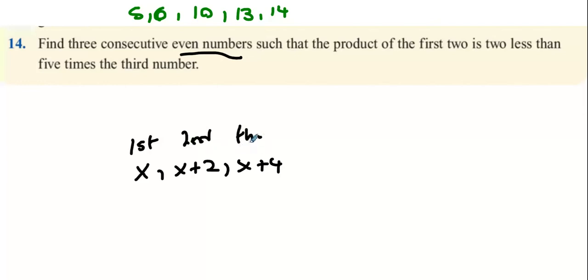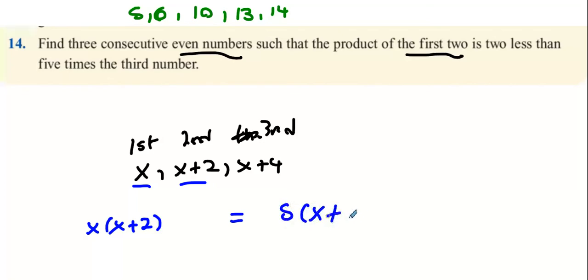Now let's read the language of the question here. Product of the first two. So the product of the first two is multiplying x by x plus 2. Is it 2 smaller? So x times x plus 2 is going to be smaller than 5 times the third number. So 5 times the third number is larger than the first two multiplied by each other. To balance this up, it's 2 smaller. So if I add on a 2, it will make it 2 bigger, then both of them will equal each other. So let's find out.